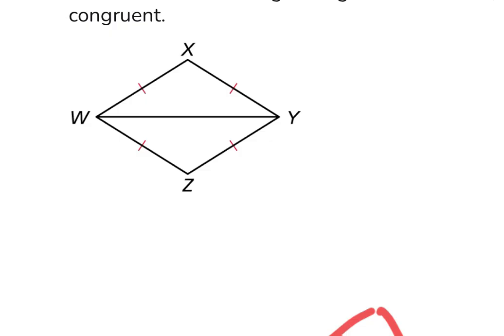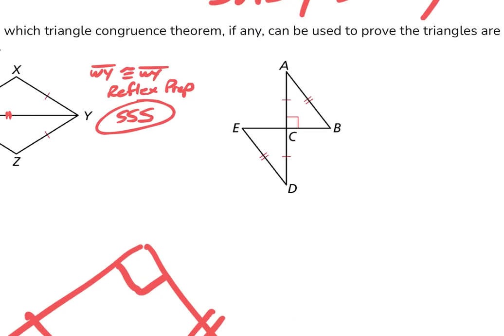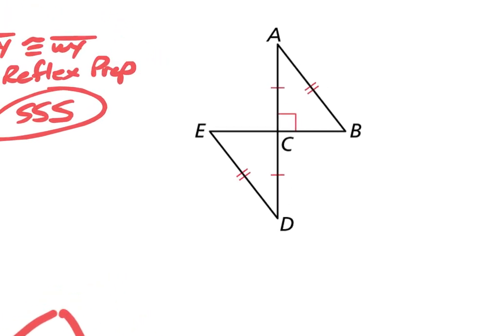Yeah, a side, yep. Okay, we do know that WY and WY are congruent on those two triangles. So I can say WY is congruent to WY by the reflexive property. And so therefore, these two triangles are congruent because of side, side, side. So side, side, side would be our theorem here. Okay. This one over here.